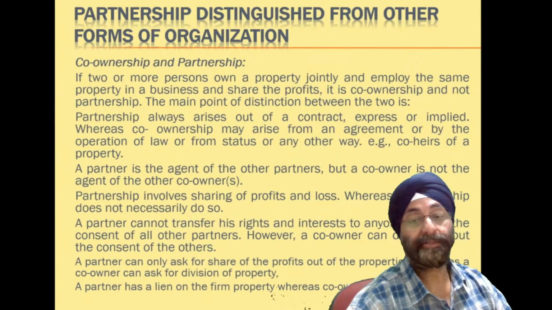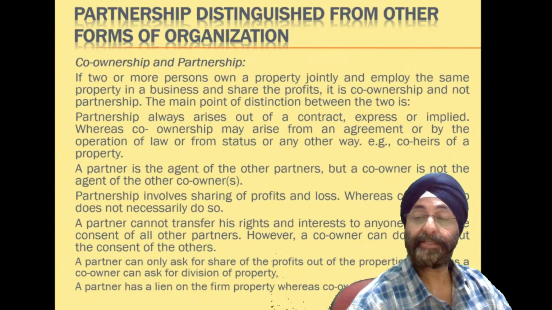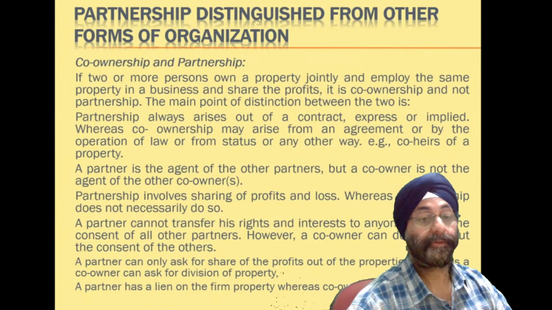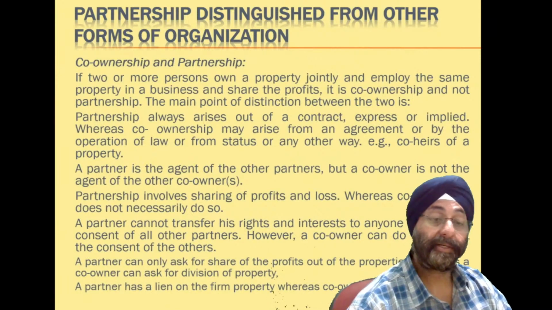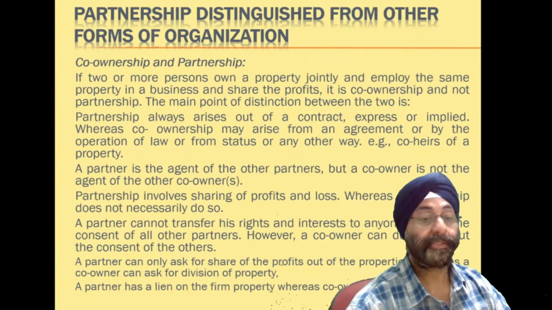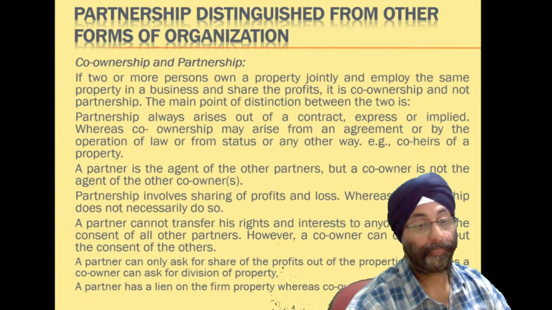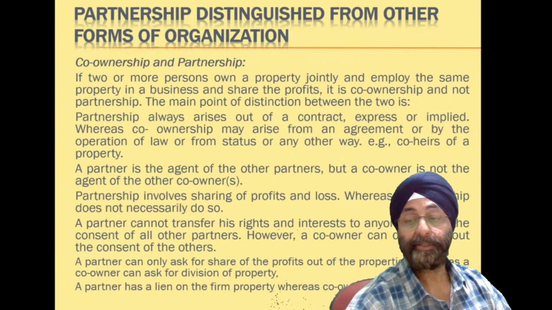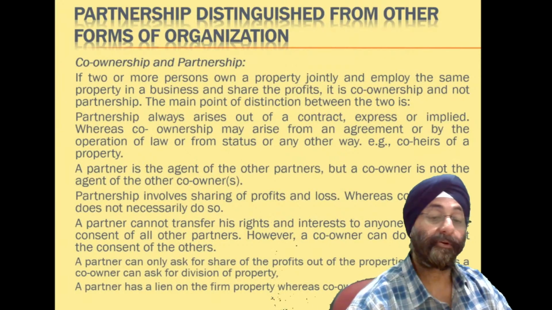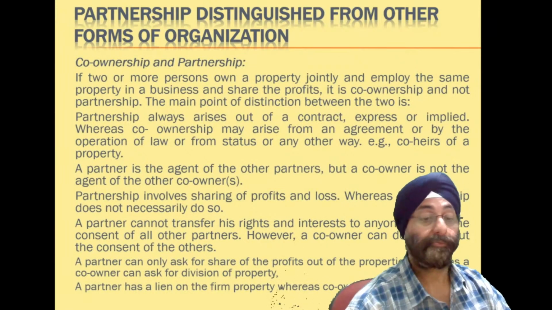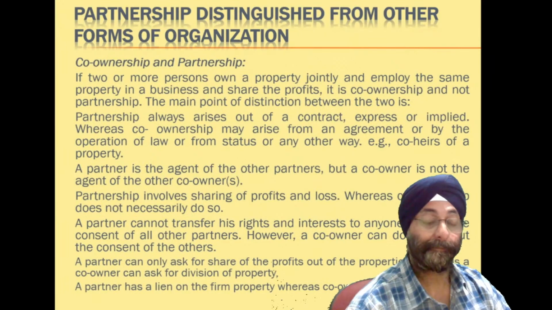A partner is the agent of the other partner, but a co-owner is not the agent of the other co-owners. In the case of partnership, a partnership involves sharing of profit and the losses, whereas a co-ownership does not necessarily do so. A partner cannot transfer his right and interest to any other person without the consent of all the other partners. However, a co-owner can do so without the consent of others.